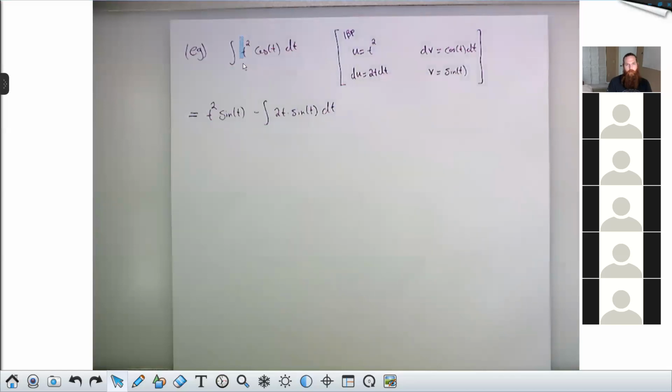Now what I started with was a polynomial times a trig function, and the integral I got is a polynomial times a trig function. Have things gotten better? Is this integral in any way easier than this integral? What do you notice?